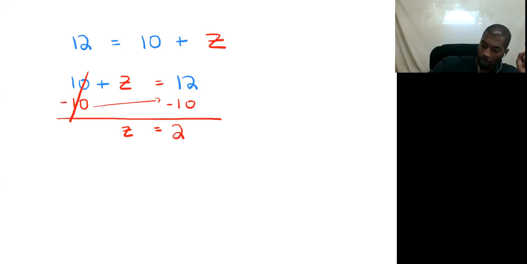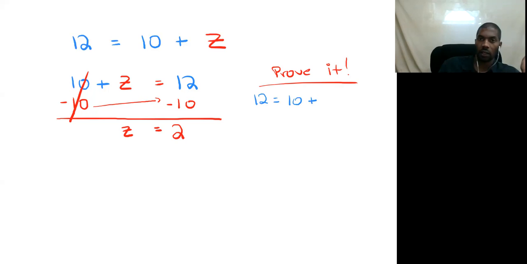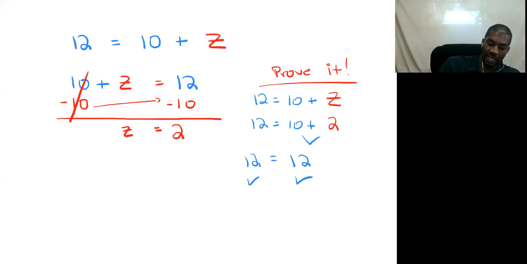Now let's test that. How do I prove it? Well, all I need to do is rewrite the original equation, which is 12 equals 10 plus z. Then I substitute what I said the z value is, which is 2 in this case. Rewrite the equation one more time. Let's see if it's true. What is 10 plus 2? 10 plus 2 is in fact 12. Does 12 equal 12? Yes, it does. Therefore, we know it's true. Z does in fact equal 2 for this equation.